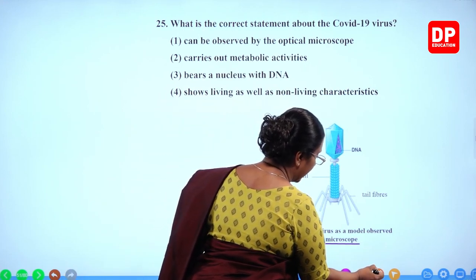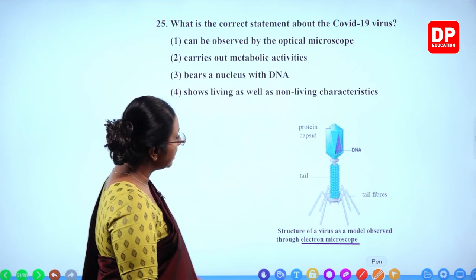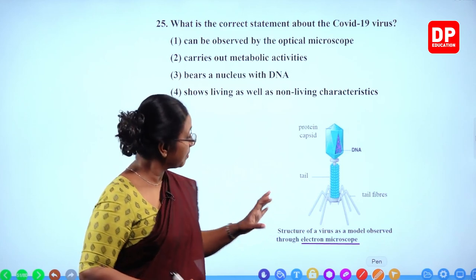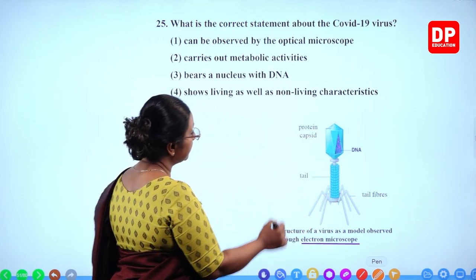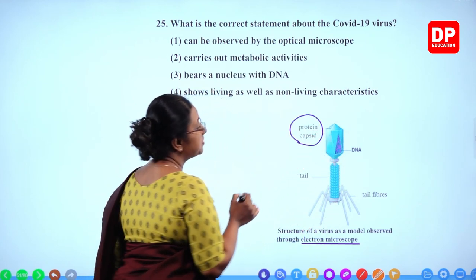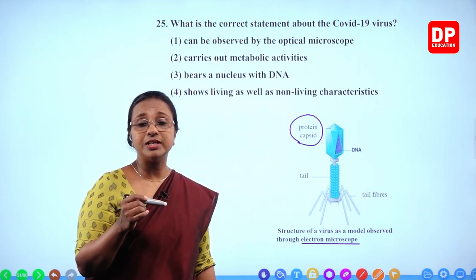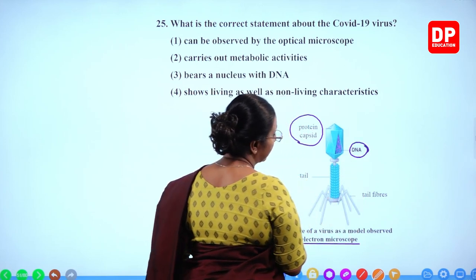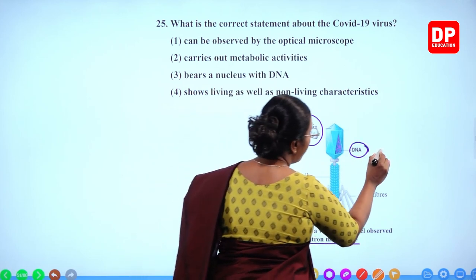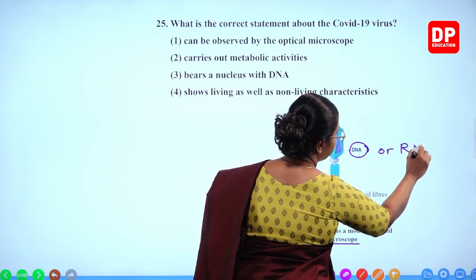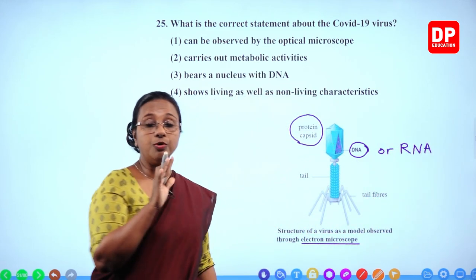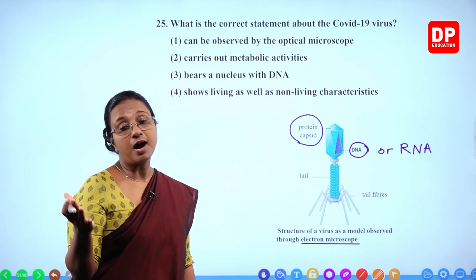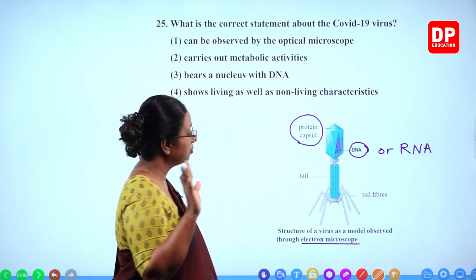So here it has to be an electron microscope. Then if you look at the structure, it has different structures and shapes, viruses. But if you just look at the structure, you can see here there is a protein capsid. That is like an outer cover. Inside the protein capsid, you have a nucleic acid that is either DNA or it can be an RNA. There can't be both. Both DNA and RNA cannot be there. It can be either DNA or RNA only. One of the two will be there.